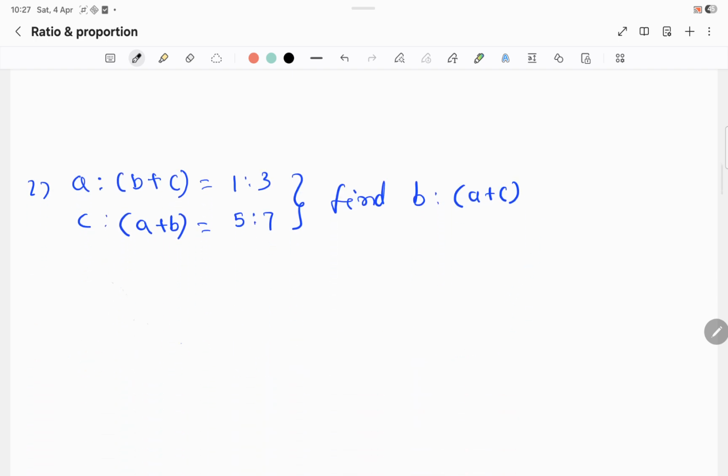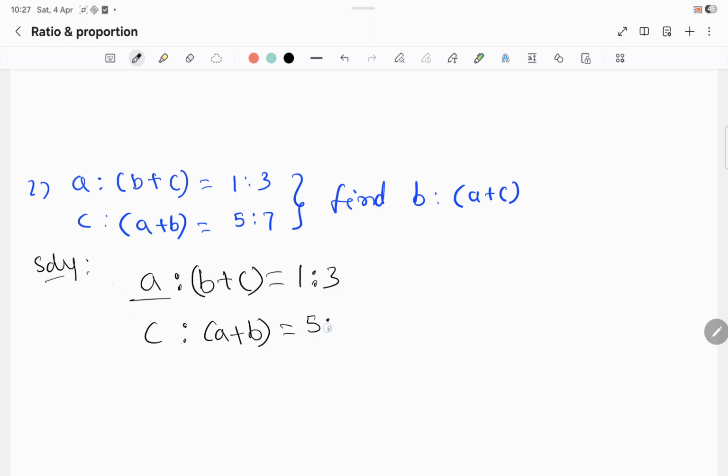Next, A is to B is equal to 1:3. A by B means A is to B, or okay, we can write B plus C is equal to 1:3. Then C is to A plus B is equal to 5:7. They are asking B is to A plus C finally. Now if you observe, there is no change in the numbers A, B, C, but see the ratio, there is a change. Which is giving the highest number? This gives 12 and this is only 4.